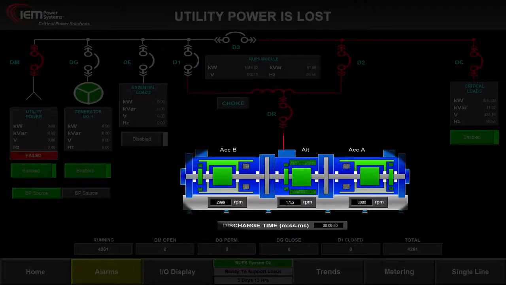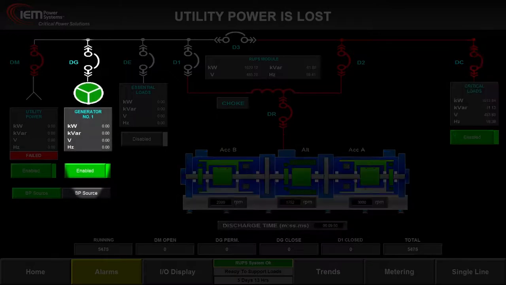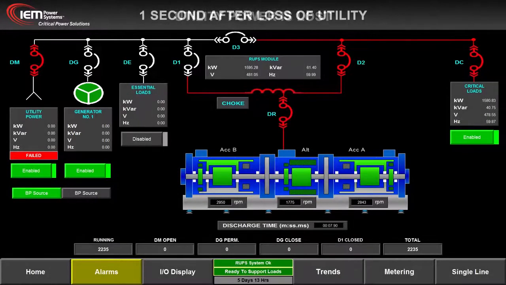Note that the RPM of the accumulators drops as energy is transferred to the alternator to supply the critical load. The discharge time starts to count down. The diesel generator has not yet started, and with breaker DG open, it remains disconnected from the system.